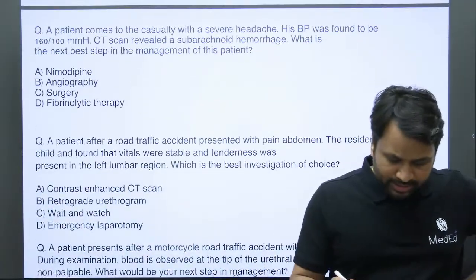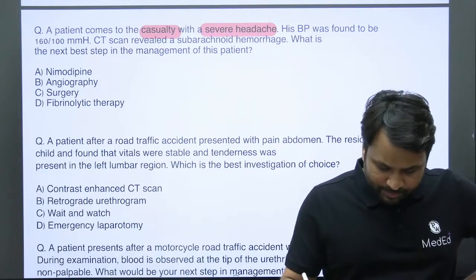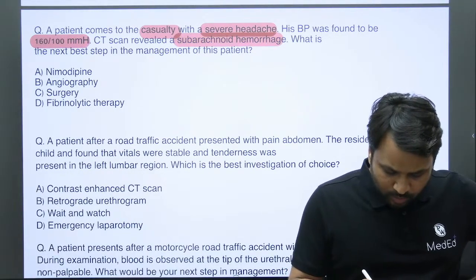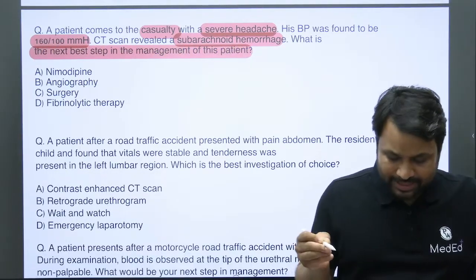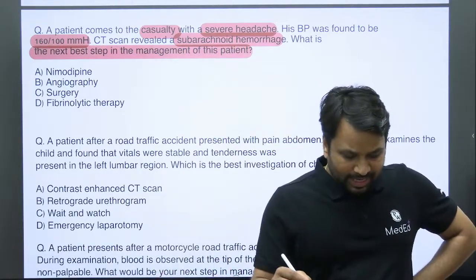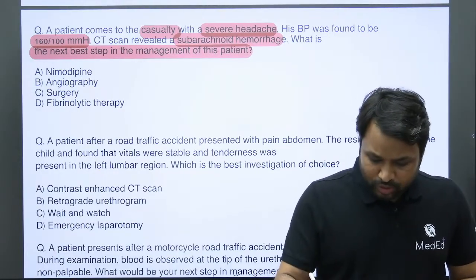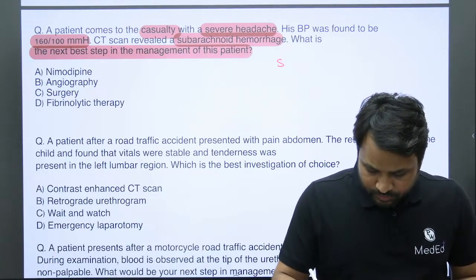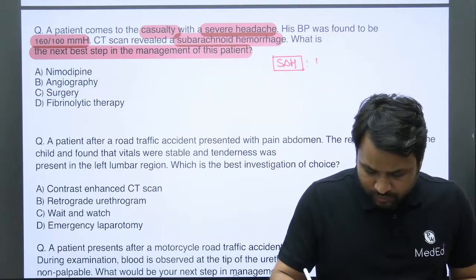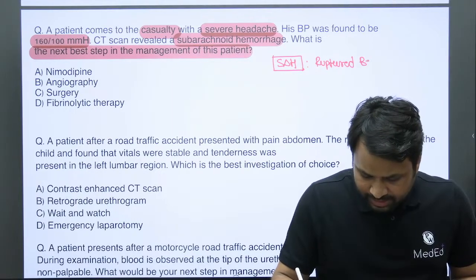So, moving to the next one. A patient comes to the casualty, okay, with severe headache. His BP was found to be high. CT revealed a subarachnoid hemorrhage. What is the next best step in the management? Okay. Now, he's a hypertensive, right? For a subarachnoid hemorrhage, it can be because of a ruptured Berry aneurysm.